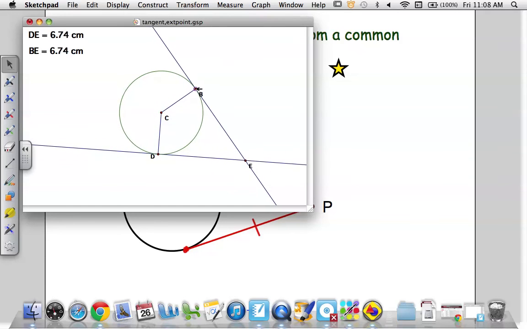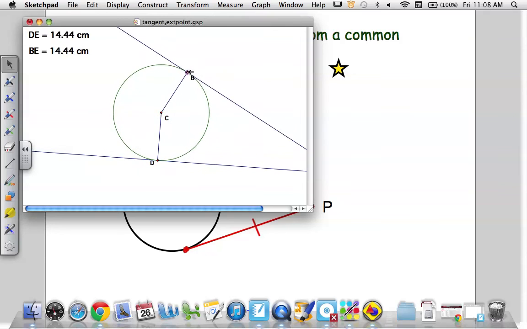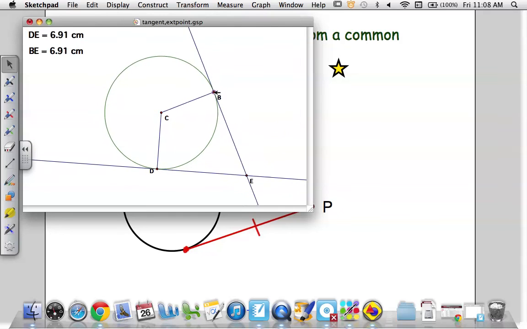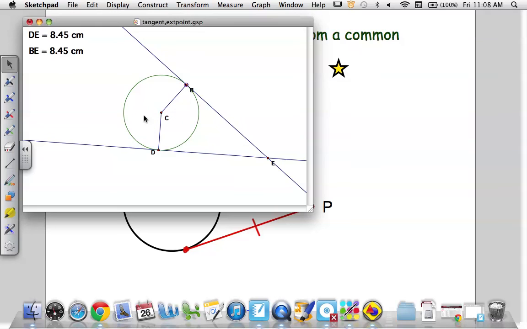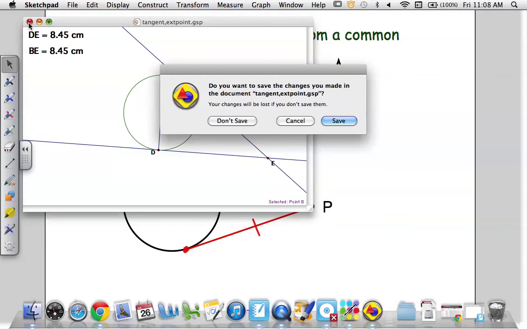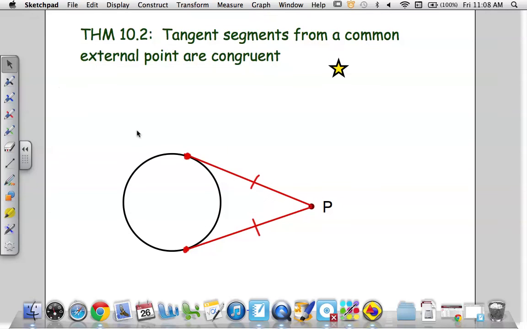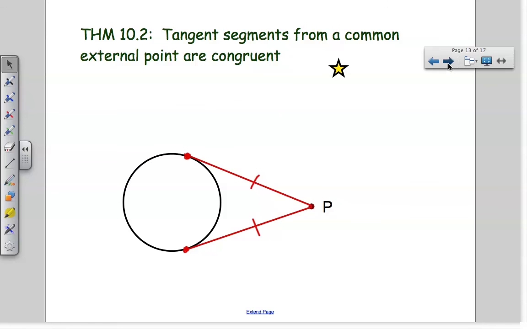I can change the size of the circle, where that point E is, but they always change together. Those two tangent segments from that one external point are always the same length. They're always congruent. And let's do some examples with that.